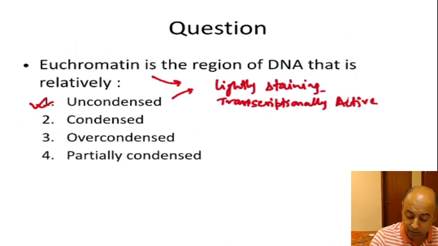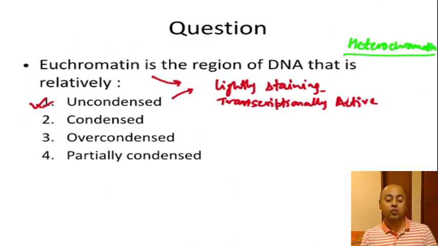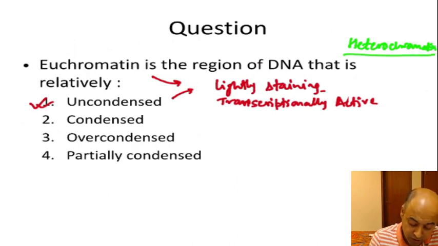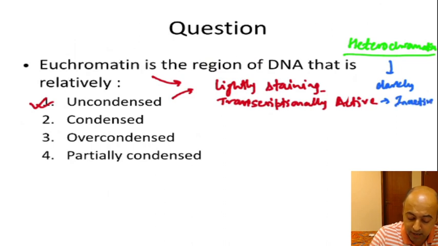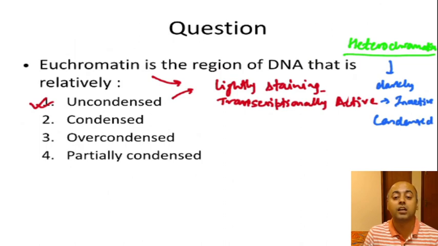Heterochromatin will be just opposite in all the points. How come? The heterochromatin will be darkly staining. It will be transcriptionally inactive and it is, in comparison, quite condensed. Okay, it is condensed.